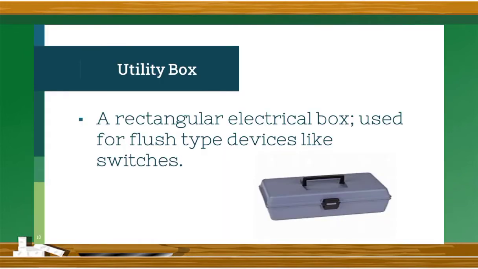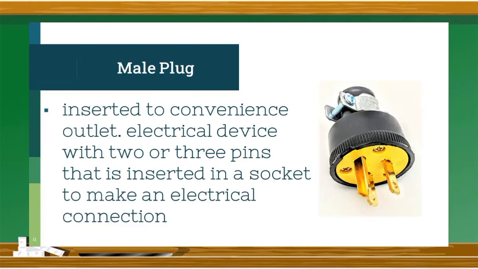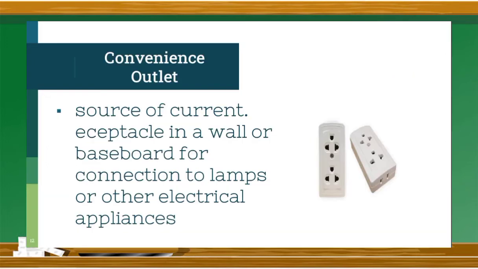The next one is the utility box, a rectangular electrical box used for flush-type devices like switches. This is what we call the male plug, inserted into a convenience outlet, an electrical device with 2 or 3 pins that is inserted in a socket to make an electrical connection. This is the convenience outlet, source of current, a receptacle in a wall or baseboard for connection to lamps or other electrical appliances.